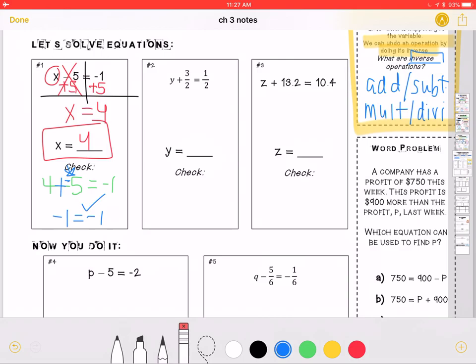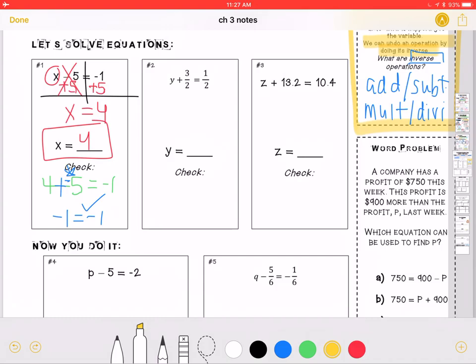Let's try this second one. A little bit trickier. If you notice, I have fractions. I know fractions are some of our favorite things. Take a look at y here. So I have y plus 3/2 equals 1/2. What is happening to our variable right now? You should always find your variable and look what's on that same side of the equal sign with it. Right now, y is being added by 3/2.